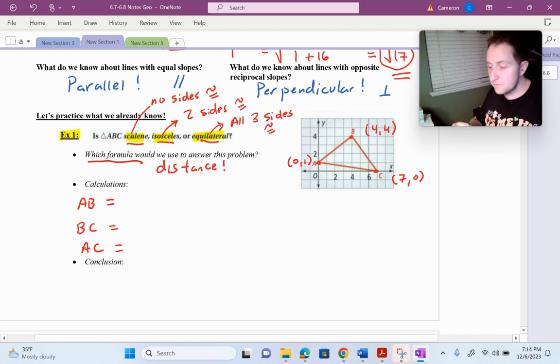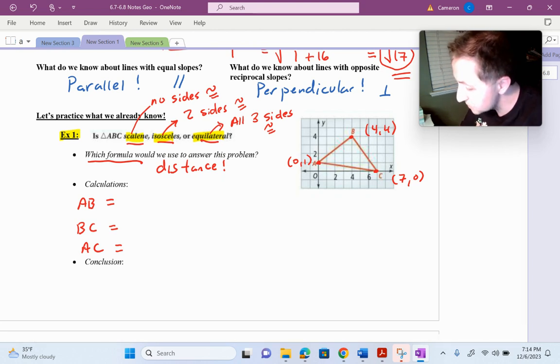If all 3 of those lengths end up being equal, then the triangle will be equilateral. If only 2 of those sides end up having the same length, the triangle will be isosceles. And if none of the values of those lengths are equal, then the triangle is going to be scalene. So unfortunately, I am going to have to use the distance formula 3 times.